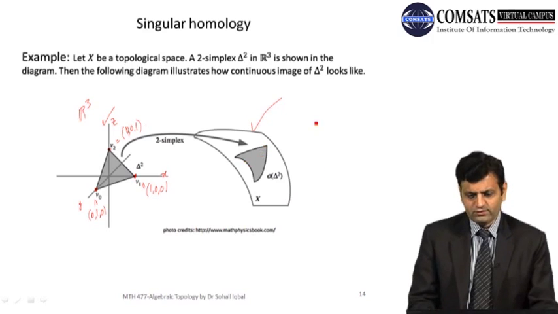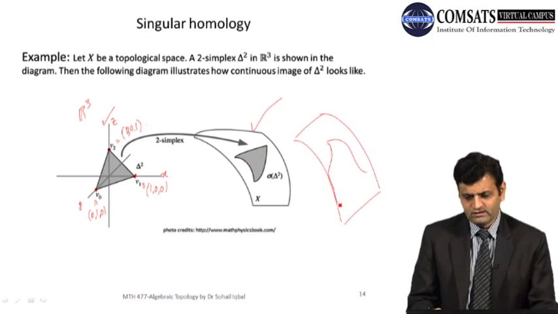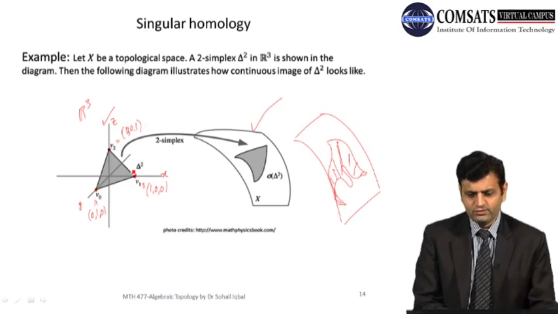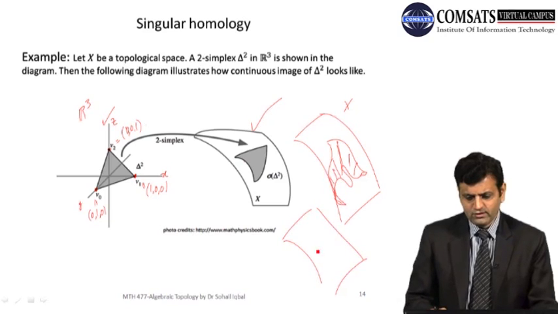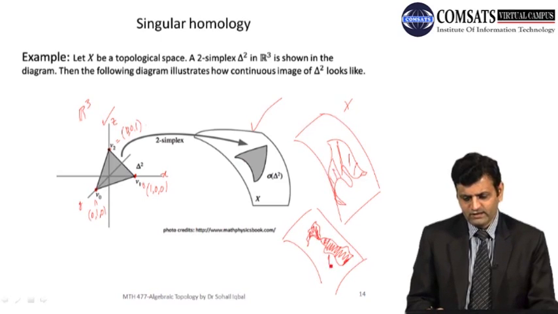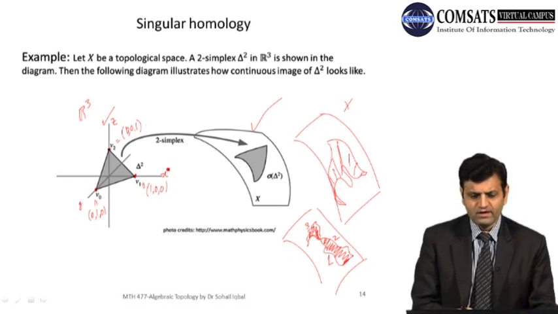And of course it could be of this form as well. So this is one side, the second side, and the third side. Okay, this is the image of this standard two simplex inside this topological space, or it could be of this form as well. So this is one side, this is the second side, and this is the third side. It could be of this form as well. So it just has to be a continuous image.